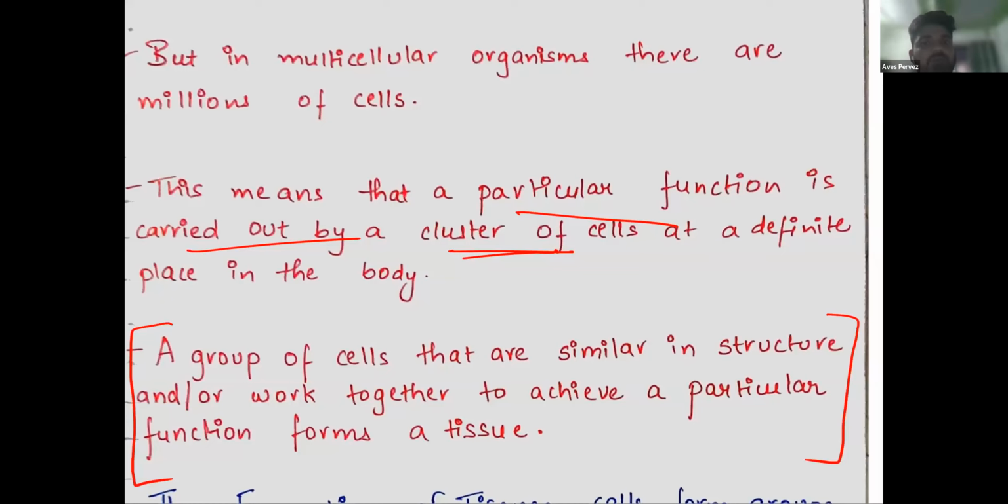Done? Written? Yes. Okay. Now coming to the points, we have different types of tissue: animal tissue and plant tissue. First of all, we are going to discuss the plant tissue. So let's move towards plant tissue.